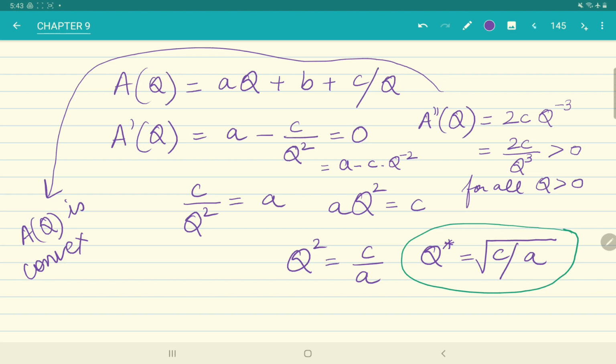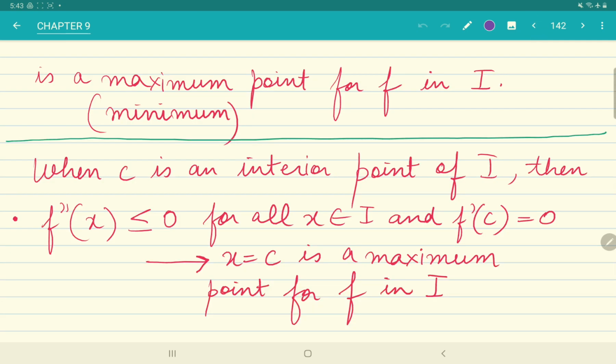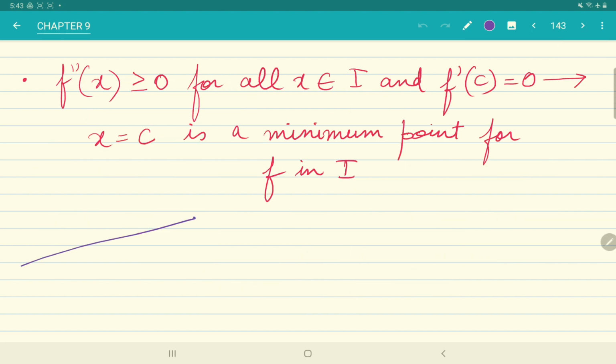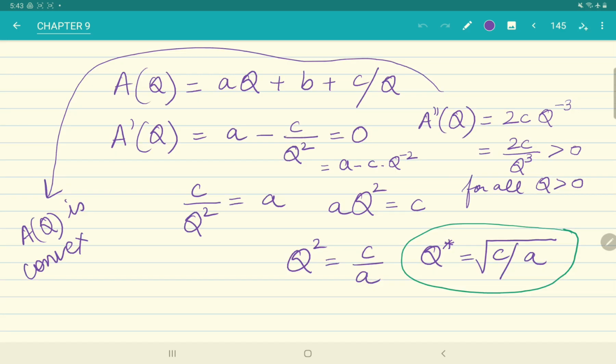And now we can get back to our theorem. What do we have? C is an interior point of I, we have f double prime x greater than or equal to 0 for all x, and f prime c is equal to 0. That just means that point is a minimum point. So clearly that's what we see here, and that implies q star, which is equal to this, is the minimum point.